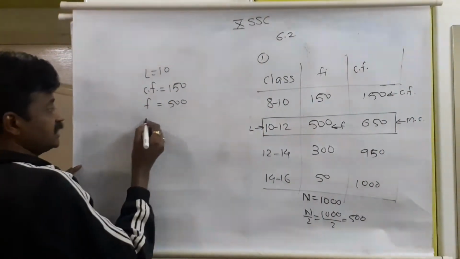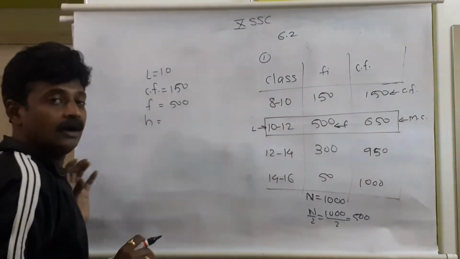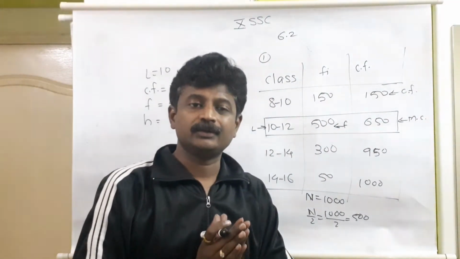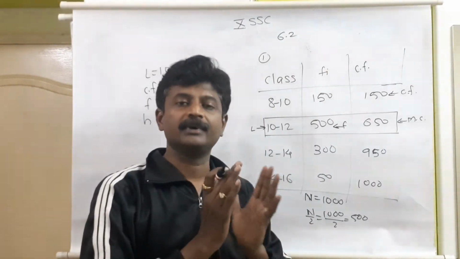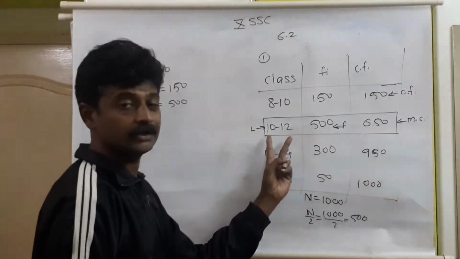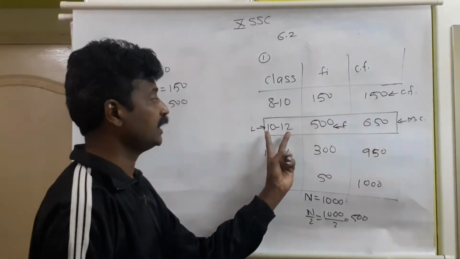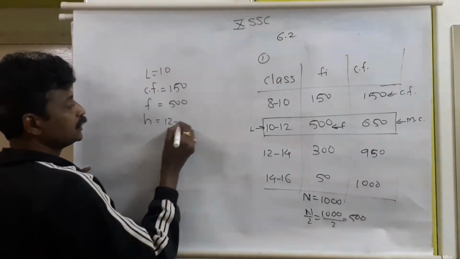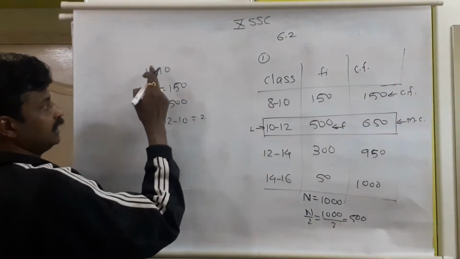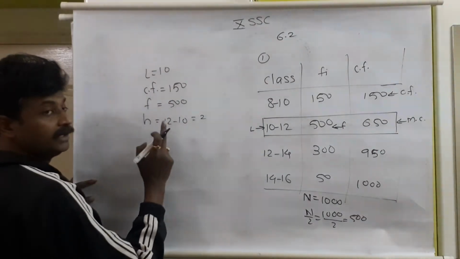Now the remaining is H, the class width. When the classes are in continuous form, it is the difference between the upper and lower limit. These are continuous form, with upper and lower limits 12 and 10. The difference between them, 12 minus 10, is equal to 2. So we have the L value, CF value, F value and H value.